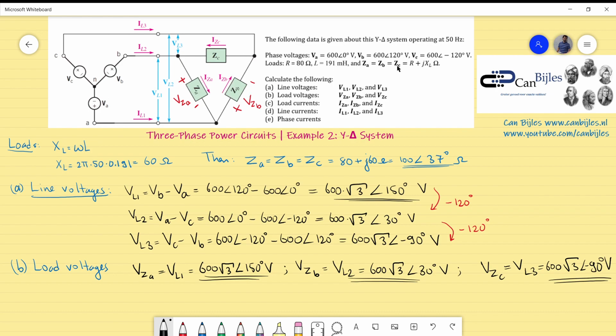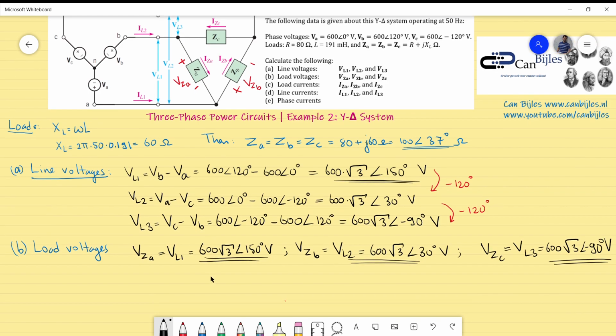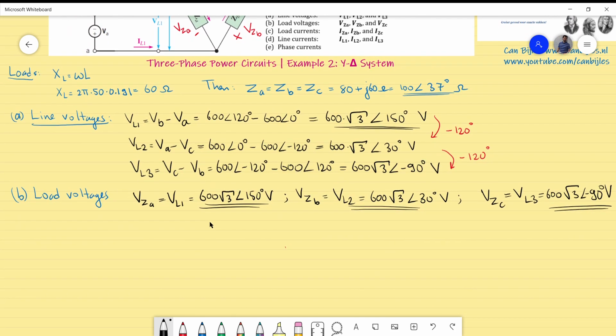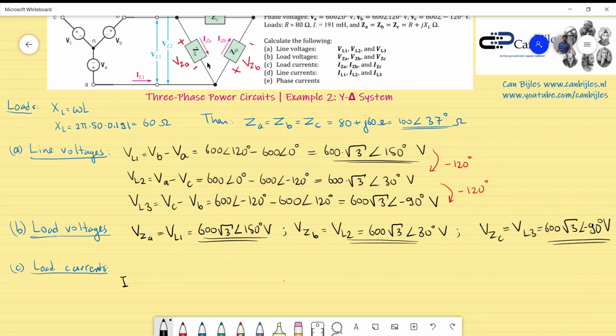It's already given. We have calculated this here in the first step. And we know the line voltages and also the load voltages. So we can say the following. Let's move up. So we can say for question C, load current, we can say the following: the I z of a.